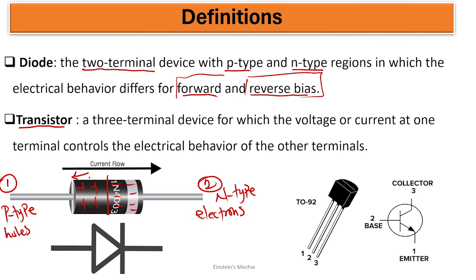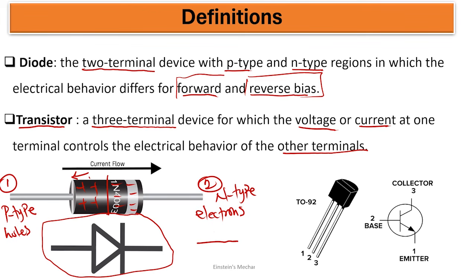Now, another semiconductor we are going to consider is a transistor. The transistor has three terminals. It is a three-terminal device in which the voltage or current at one terminal controls the electrical behavior of the other terminals. It is very interesting. Now, this is the symbol for a diode. Anytime you see this symbol, it is what? A diode. It's an arrow like this.